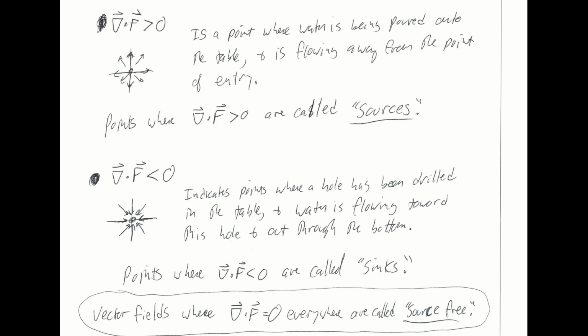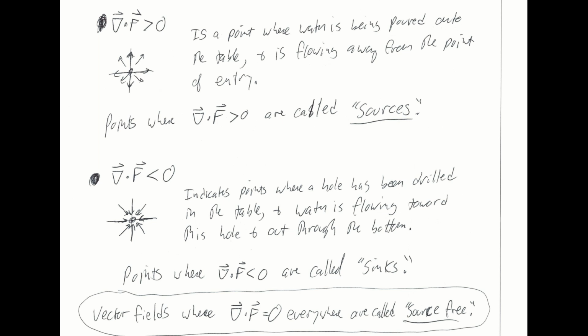And likewise, if I take my tabletop that's covered in a thin layer of water and I drill a hole in the tabletop at some point, then the water is going to start rushing towards that hole and out through the bottom of the tabletop. You would see the movement lines for the water, the current lines, in the sense of the current of a river, all moving towards that point where the water is rushing out through the bottom of the table. This is what it looks like at points where the divergence is less than 0, and in fact, we call such points sinks for the vector field. So any point where the divergence of the vector field is less than 0 is referred to as a sink for the vector field. Vector fields where the divergence is 0 everywhere are called source-free.